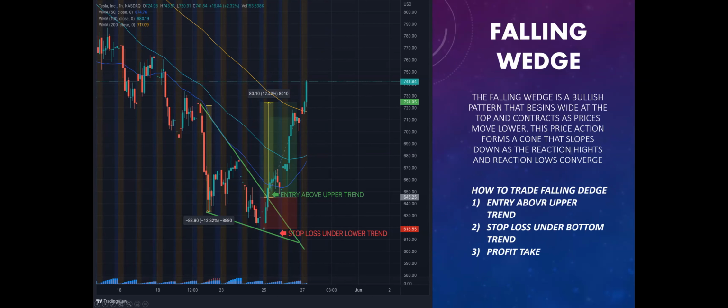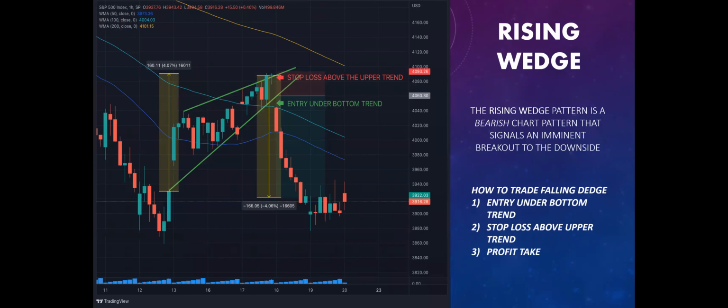So this is a reversal pattern. I'm sorry about this example. This is the only example that I found.